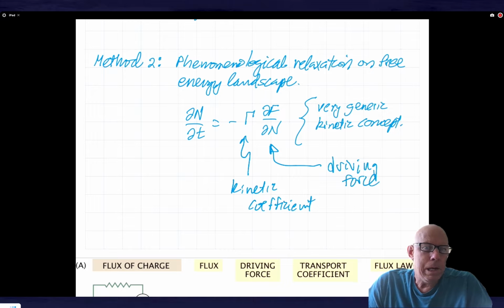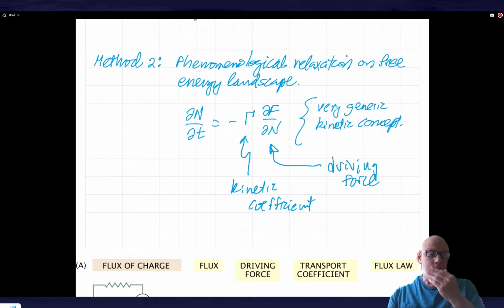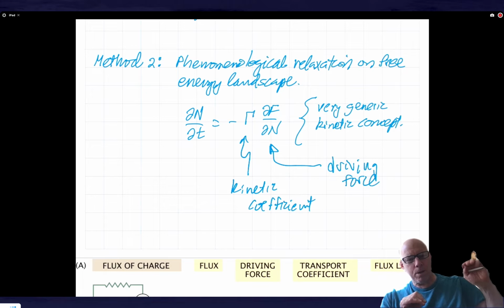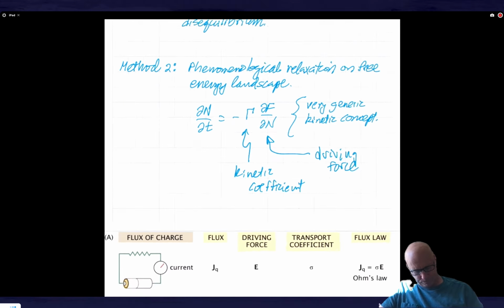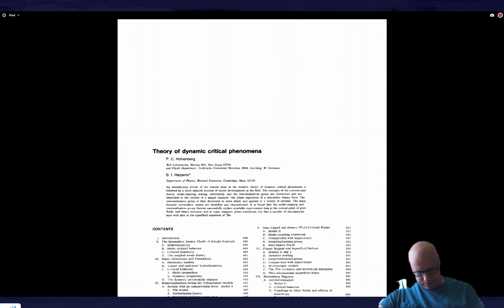Okay, so if I'm interested in knowing something about the rate of change of the number of molecules in the left-hand box, what I need to do is figure out how does the free energy change with respect to the number in the left-hand box. If the answer is that it doesn't change, we're already at equilibrium, dF by dN is 0, then there will be no dN by dt, there will be no flux. On the other hand, if we're very far away from equilibrium, dF by dN is large, and that will lead to a large rate of change in the number of particles. Okay, so that's the background.